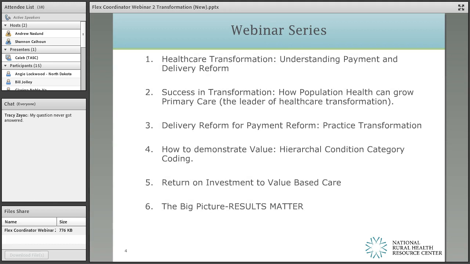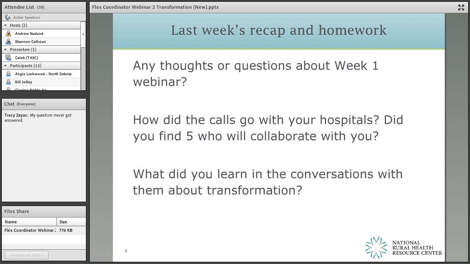As I was saying, we will go through hierarchical condition category coding, and try to say that 3 times, which is not easy. And then we'll try to dig into the return on investment for value-based care. And I'll wrap up the entire series with the big picture: results matter, and how that applies beyond Medicare and what we can do about that.